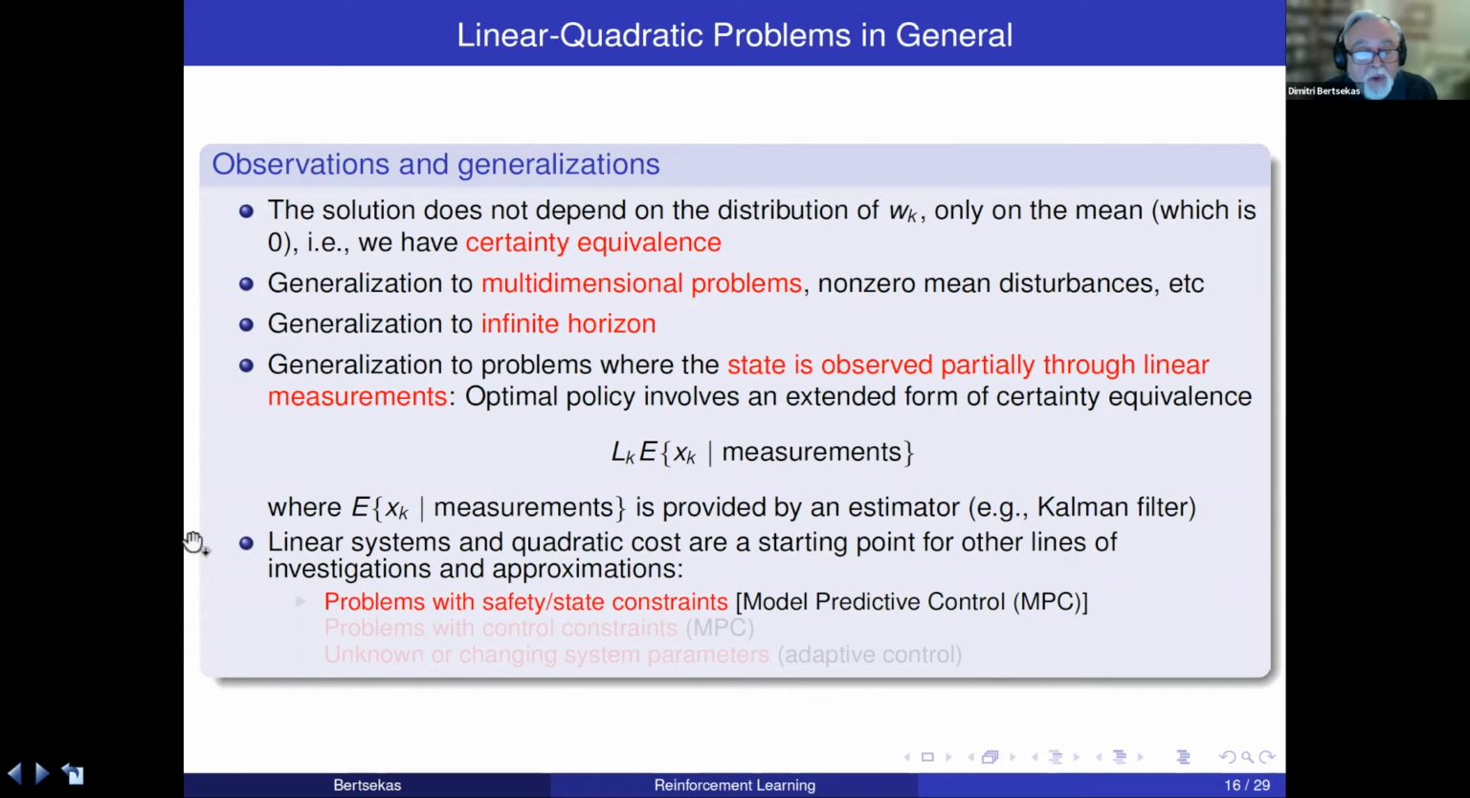Now, of course, linear systems and quadratic costs are very nice assumptions and lead to an analytical solution. However, they're also a starting point for other lines of investigation and approximations. For example, there are linear quadratic formulations for problems that involve state and control constraints. These are more difficult problems, but the linear system and the quadratic costs still are convenient. And this type of problem arises in model predictive control.